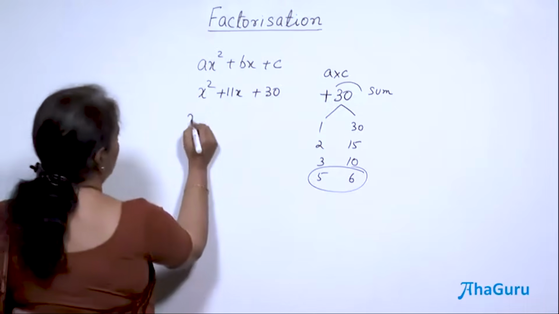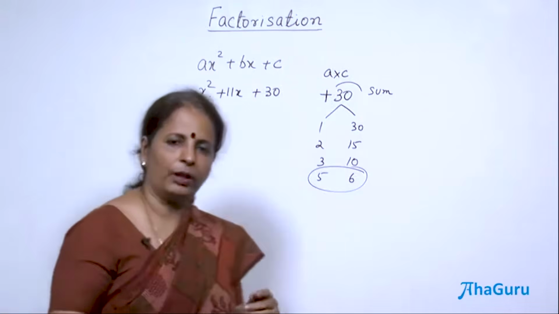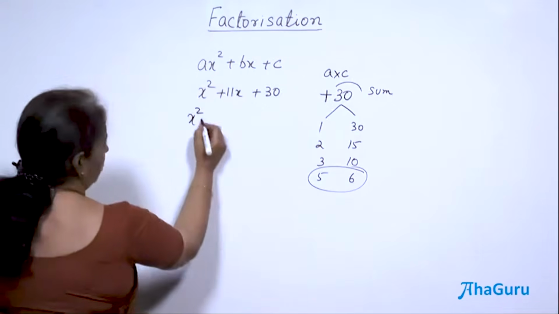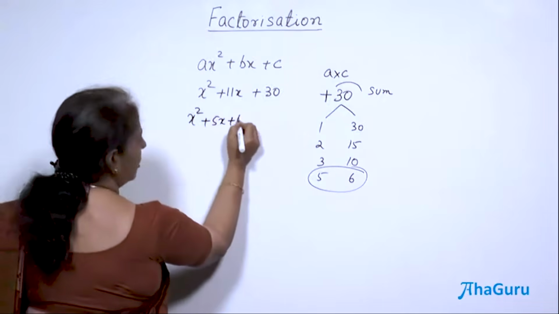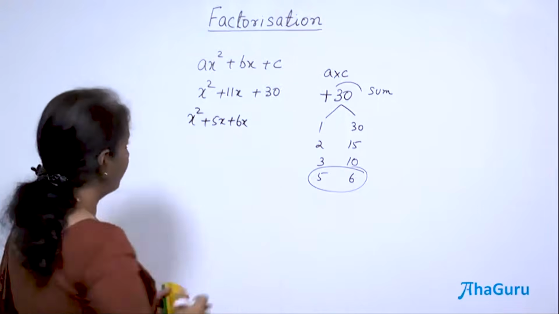Now all I have to do is write x square. I can take that in any order, 6 or 5 or 5 or 6. That's my choice. So I can write 5x plus 6x, or I can also write 6x plus 5x, doesn't make any difference, that also works, plus 30.